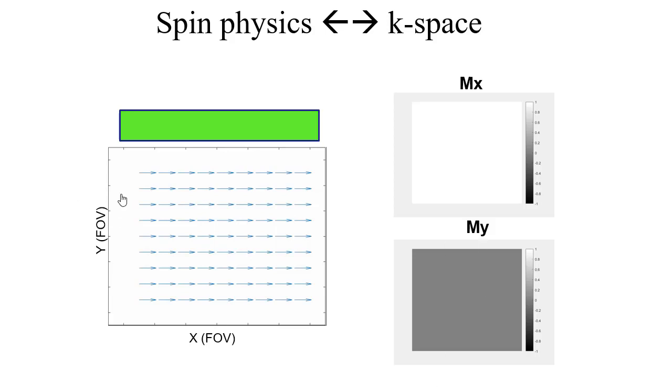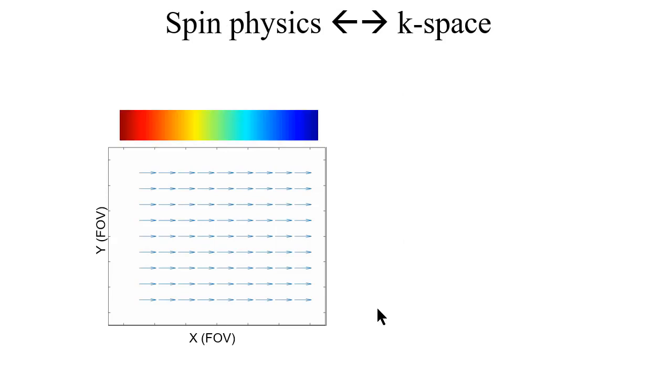So what I'm showing here is a 9 by 9 array of spins in, let's say, the z equals 0 plane. And right now they're on resonance. That's what this green bar represents. And we're in the rotating frame, so they're just standing still. So at this time, we could go ahead and plot what mx is at every location. And it's just 1, which is not very interesting. And my is 0 everywhere.